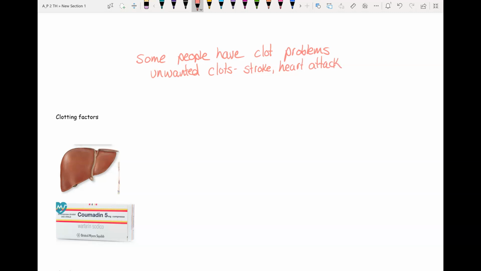Because the clot can form, it can break loose, and then it can get stuck somewhere else in the blood supply, and it's going to block off blood to part of the body. So a stroke is when you block the blood to the brain. And a heart attack would be blocking blood to a part of the heart. So people who are at high risk for these conditions can take medicines to reduce their ability to make blood clots.